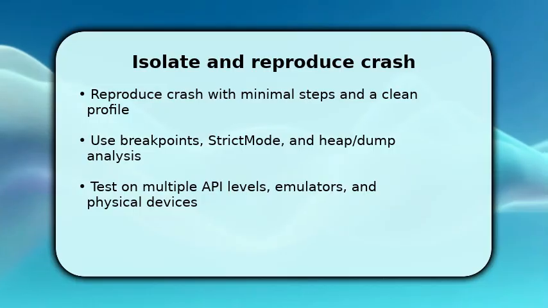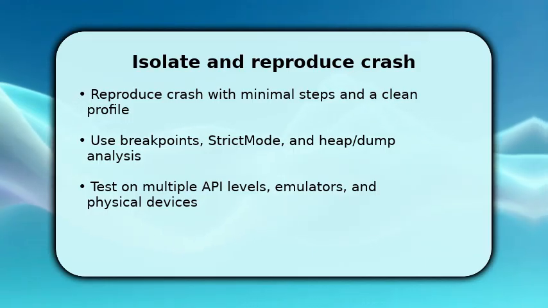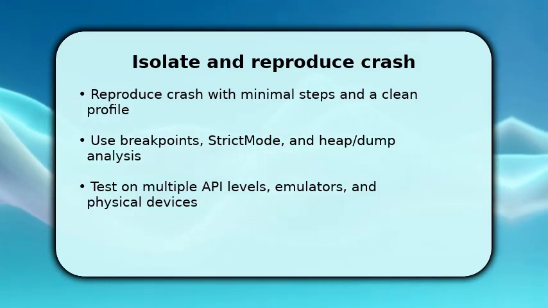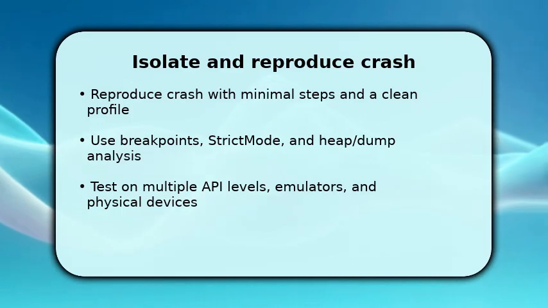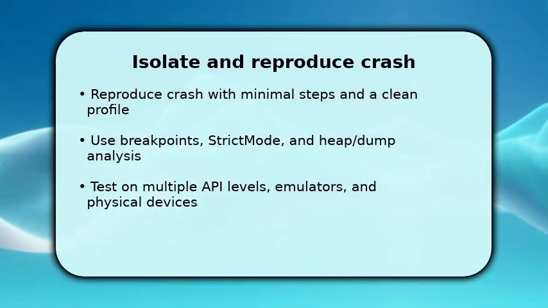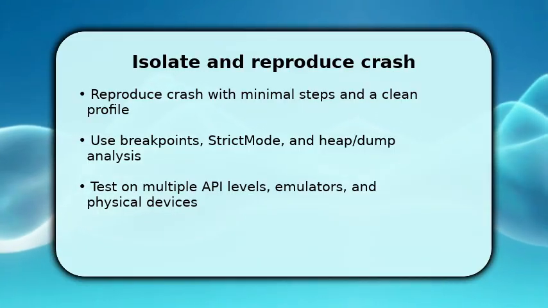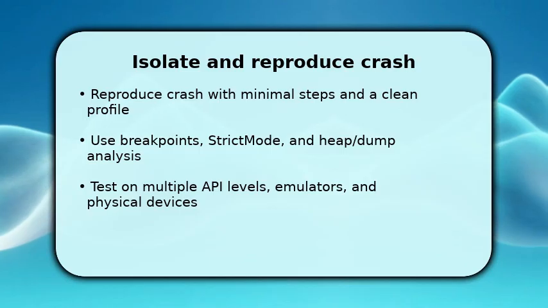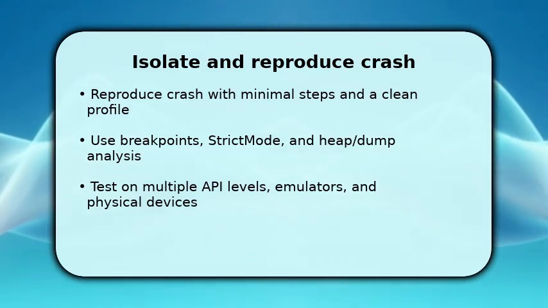Once done capturing logs, focus on isolating the fault. Reproduce the crash with the fewest steps possible and a clean app state to avoid noise. Then use breakpoints in Android Studio, enable strict mode to reveal main thread violations, and take heap dumps to find leaks or OOM triggers. Make sure to test the same flow across API levels and both emulator and physical devices, because timing and memory constraints vary. This method narrows root causes and guides your fix strategy.